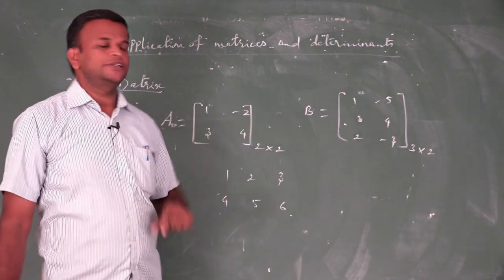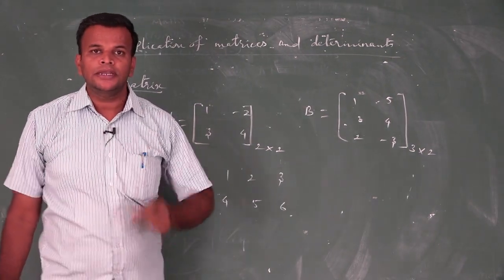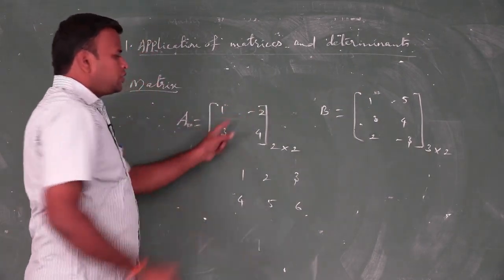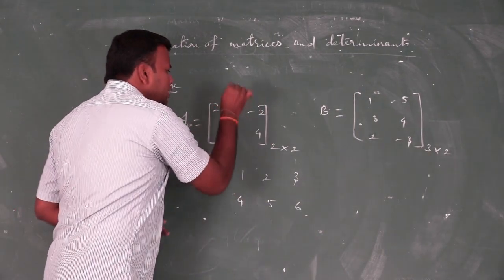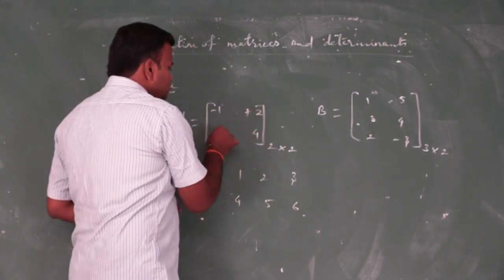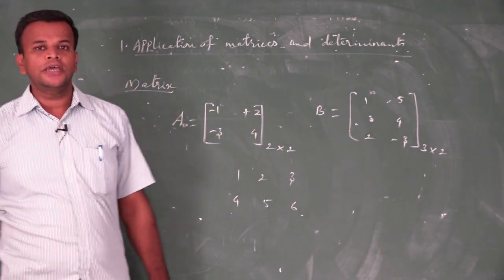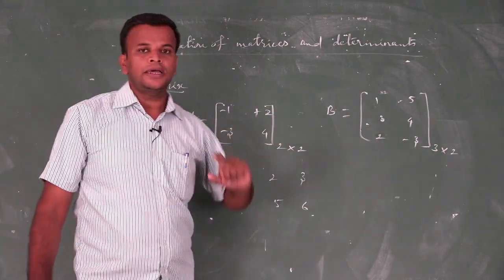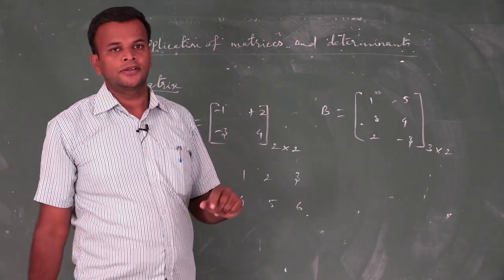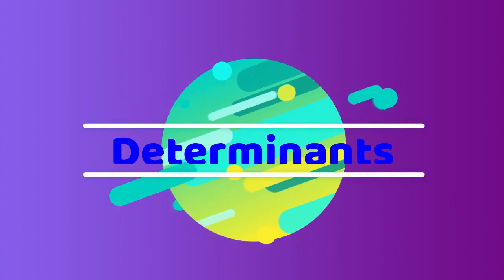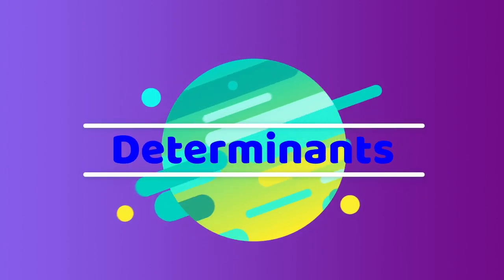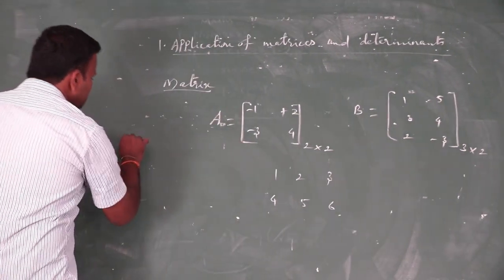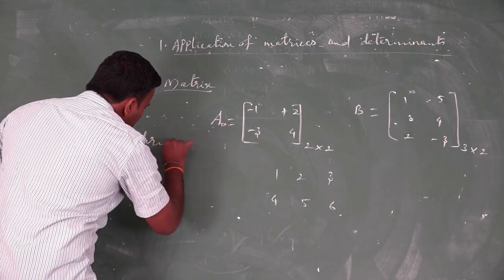So it is a matrix. A matrix is nothing but a collection of some elements. So we take 1, minus 2, 3, 4. Suppose I change it to minus 1, plus 2, minus 3, and it's also a matrix. You know very well, all matrices are denoted only by capital letters, A, B, C like this. And the next one is determinants. So matrix is over. The next one is determinants.